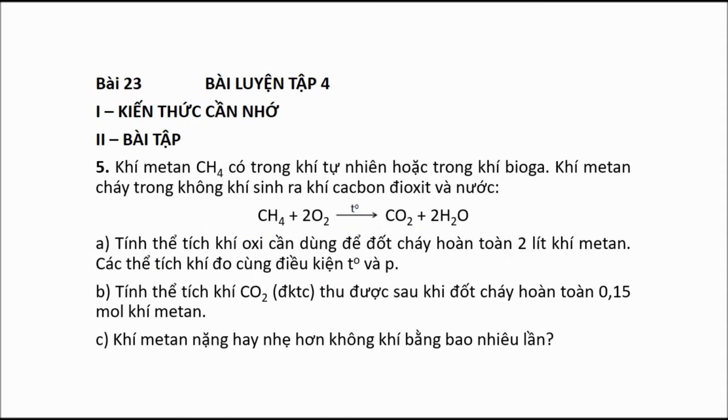Methane gas burns in air, producing carbon dioxide gas and water. CH4 plus 2O2 heat to form CO2 plus 2H2O. A. Calculate the volume of oxygen needed to burn 2 liters of methane completely. The volumes of gases are measured at the same temperature and pressure. B. Calculate the volume of carbon dioxide at STP obtained after the combustion of 0.15 mole of methane. C. How many times is methane gas lighter or heavier than the air?